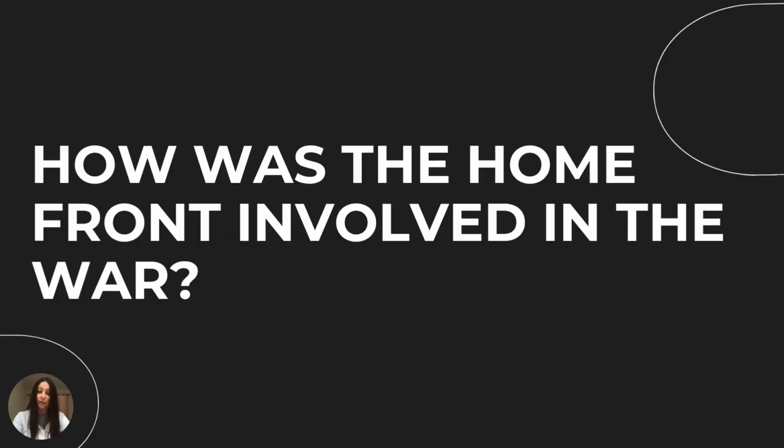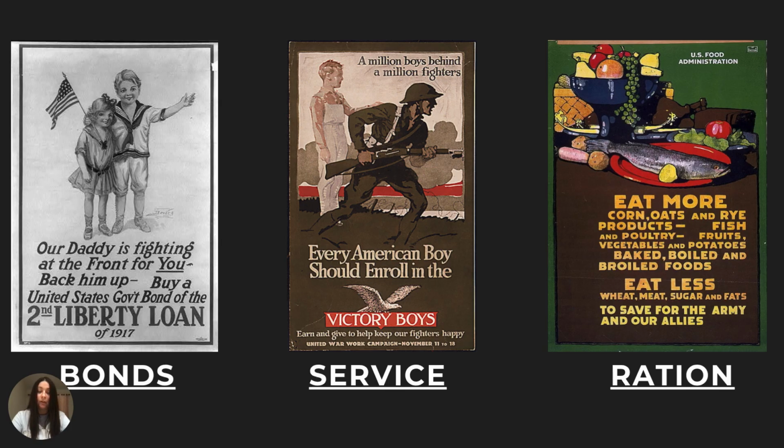So how was the home front involved in the war? How did the United States do their part in World War I? That is going to be done through bonds, service, and rationing. Bonds are debt securities issued by the government to finance military operations and production during the war. Citizens saw their purchase as a civic duty.